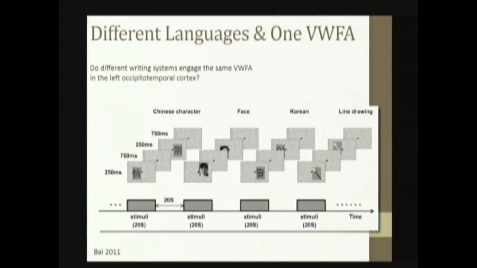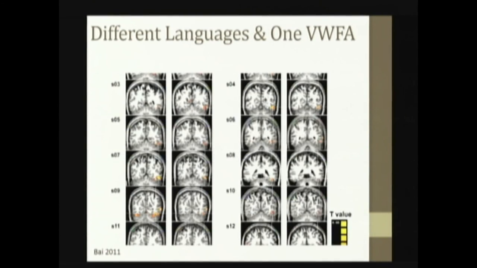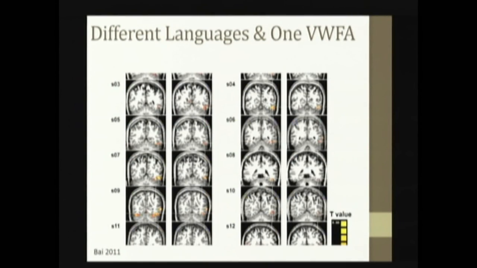So again, despite the numerous languages present so far, they all seem to activate the same VWFA. This study looked at languages, for example, Chinese characters. These patients were bilingual. They could read Chinese and they could read Korean. And they gave them repetitive stimuli along with objects. And they were all showing, again, activation in the same area, the left VWFA.